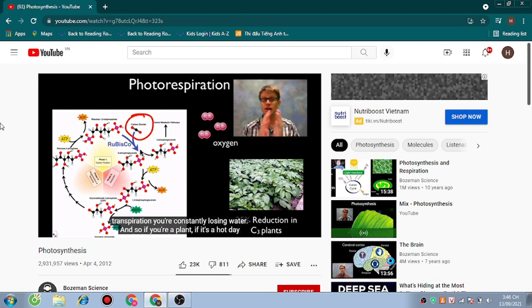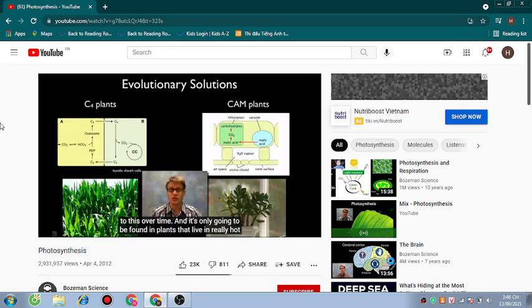And so if you are a plant on a hot day, you have this really tough choice. If you open up the stomata, you're going to lose water and could dry up. If you keep it closed, you can't get carbon dioxide and you are going to start doing photorespiration. And so, of course, nature has come up with solutions to this over time, and they're only found in plants in these environments.